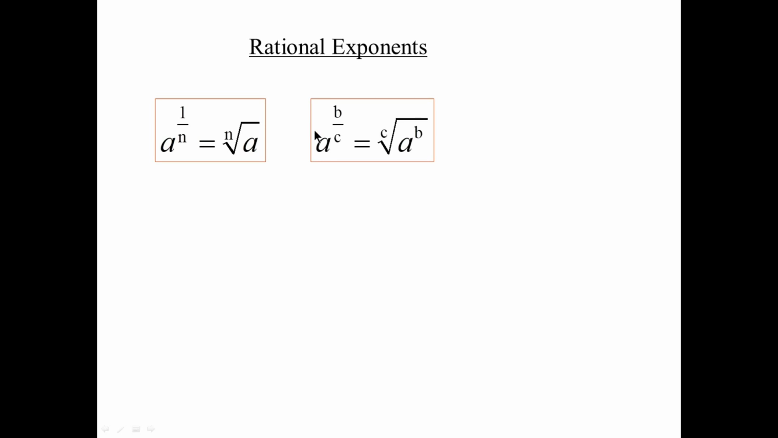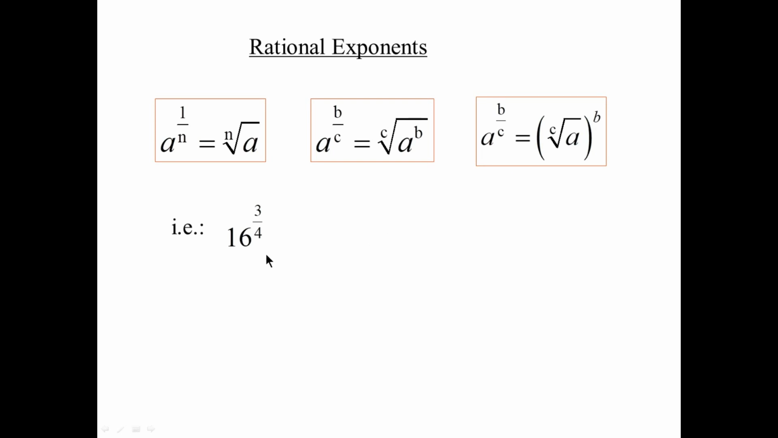A to the b over c, we've already learned that the denominator of the fraction, c in this case, is the index of the radical, and if the numerator is other than 1, like b for example, it remains an exponent on the base, a becoming the radicand. The b can be an exponent on the a, or it can be the exponent on the cth root of a, depending on how you choose to think about it. Either way, the result will be the same.